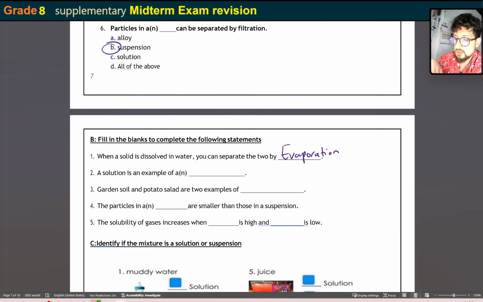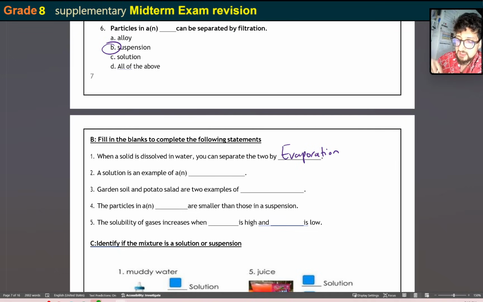Another way is distillation, which is the same as evaporation, but then you cool down the water and you collect it. Another way is just boiling. Boiling is just a more layman's term for evaporation.